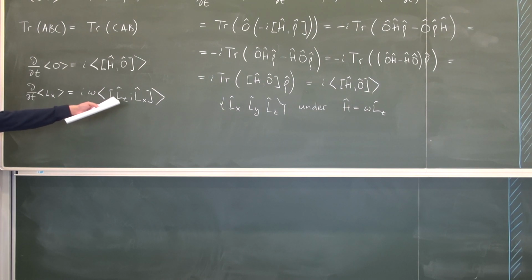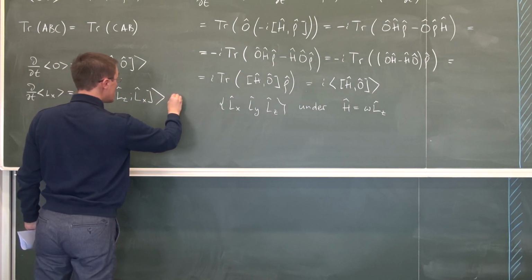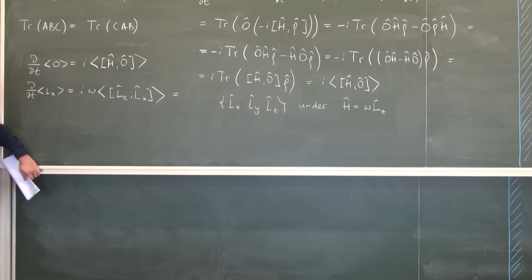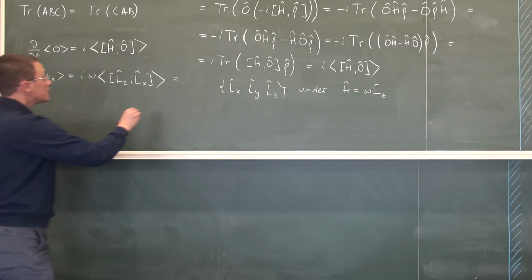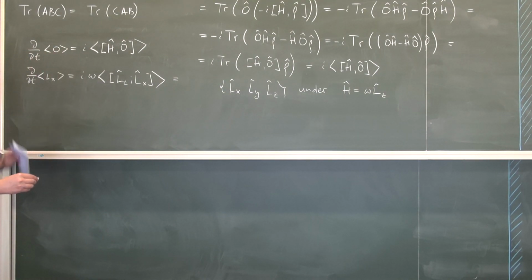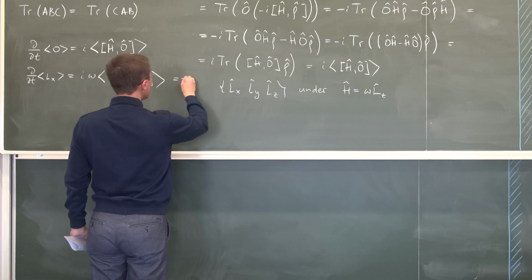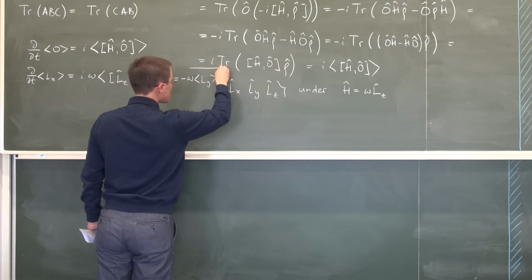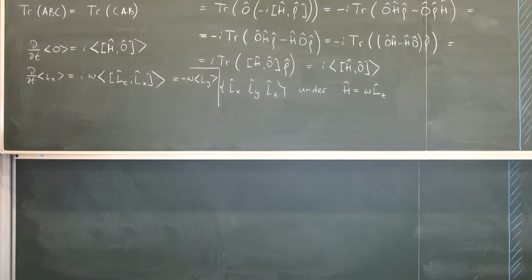Because our Hamiltonian is omega Lz and our observable here is Lx. However, we do actually know what the commutator of Lz and Lx is. It is i Ly. And so the result is i times i, which gives us a minus, that is minus omega Ly. And that is really quite nice, right?